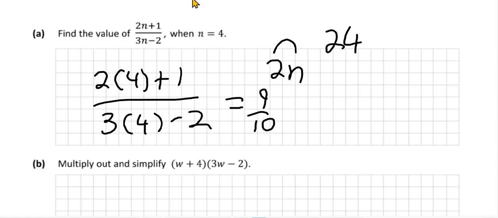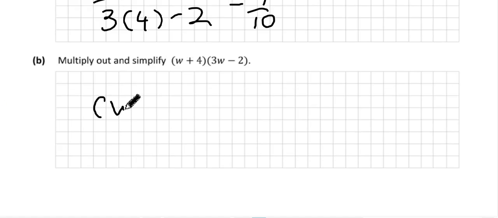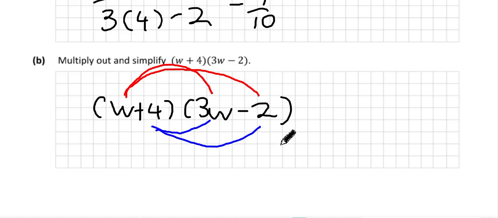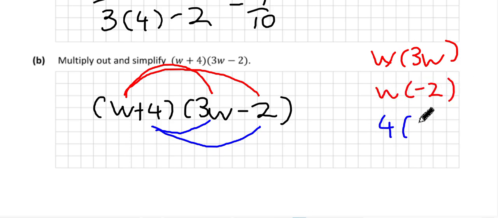Okay? Next one we're going to do is this one here. W plus 4, 3w minus 2. Has anybody heard me mention 4 lines before? 4 lines? Yeah. So w multiplied by 3w, minus 2. 4 multiplied by and 4 multiplied by. This question is made up of 4 simpler questions. So I'll write down all 4 simpler questions here. W multiplied by 3w is the first one. The next one is w multiplied by minus 2. The next one after that is 4 multiplied by 3w. Next one after that is 4 multiplied by minus 2.